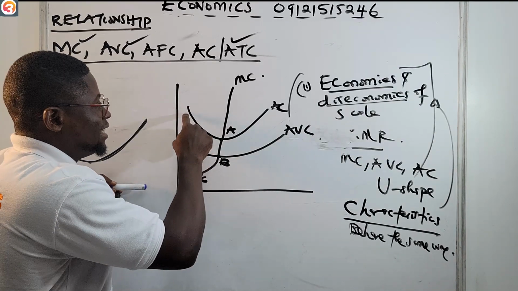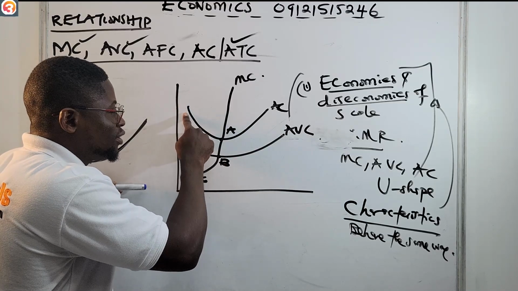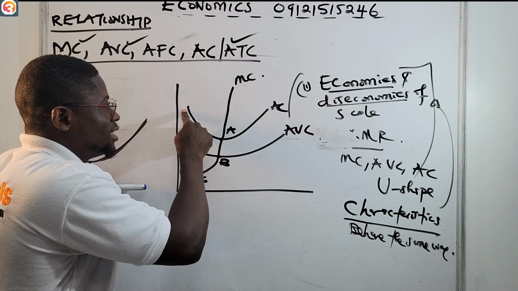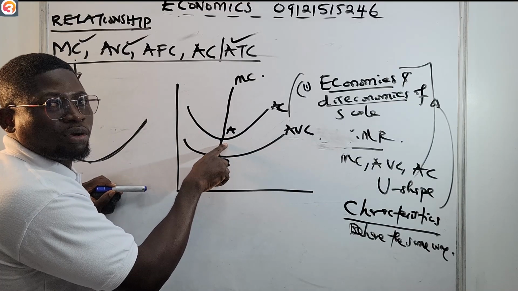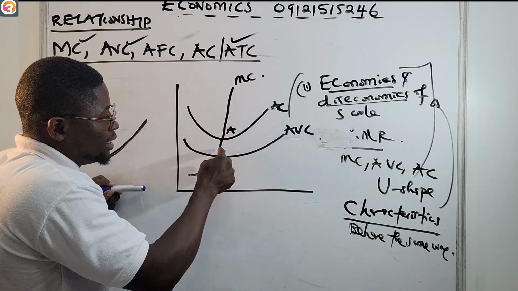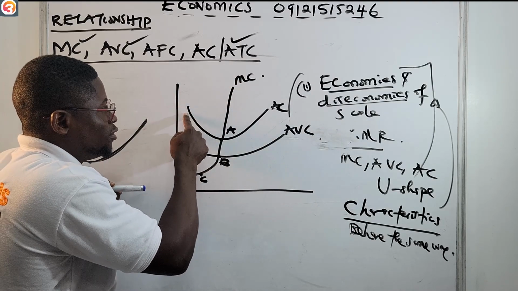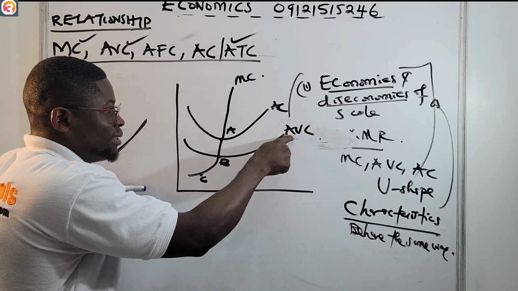You observe that the average total cost curve is falling to come and meet the marginal cost curve. Are we together? When MC is cutting below them, this one is falling. AC is falling to come and meet it here. Also, what do you observe?